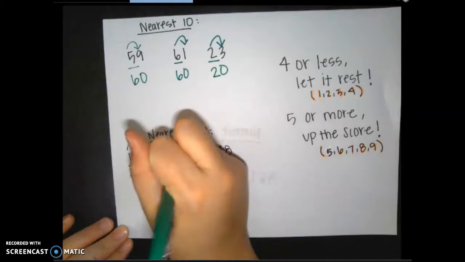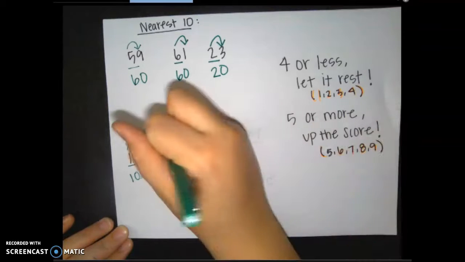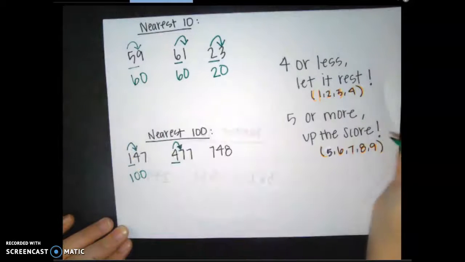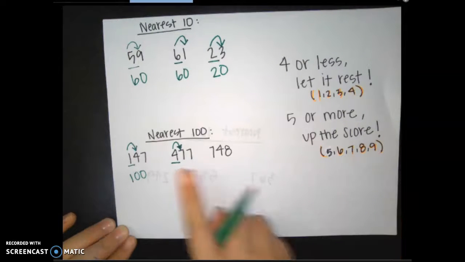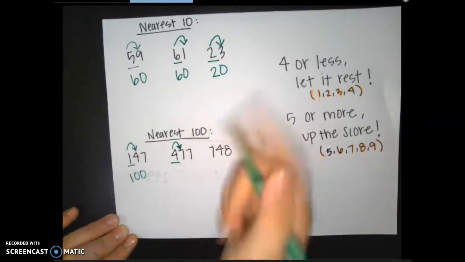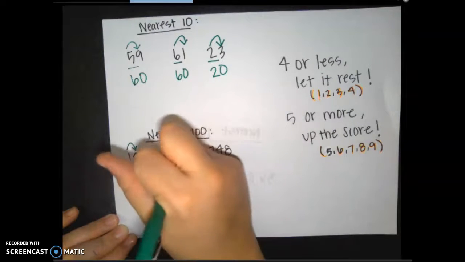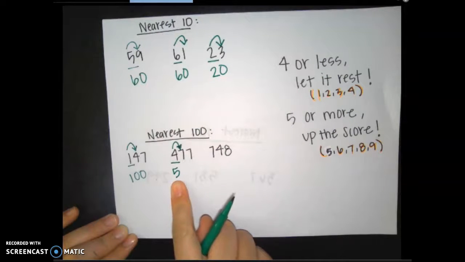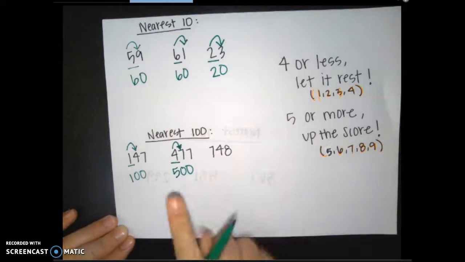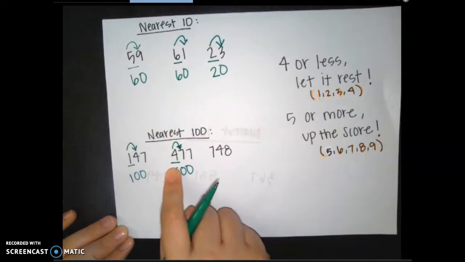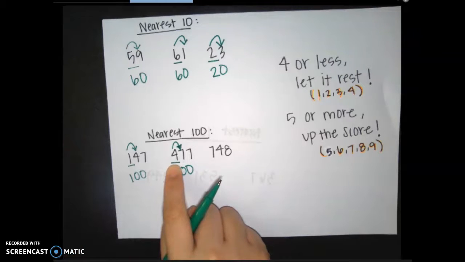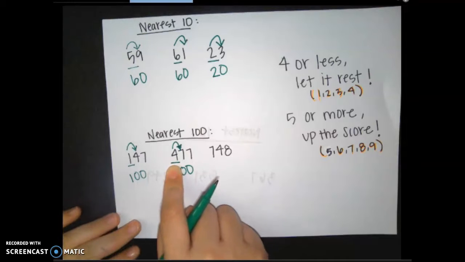477. I'm going to underline my hundreds place value, and I'm going to put an arrow to my tens place value. 7, 5 or more, it's right there. I'm going to up the score, which means my hundreds place value is going to move up to a 500. Everything else becomes a 0. Everything after the place value that you are rounding to becomes a 0. And I'll show you a little bit more about that in a second.